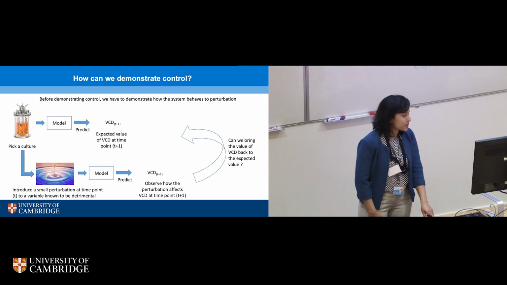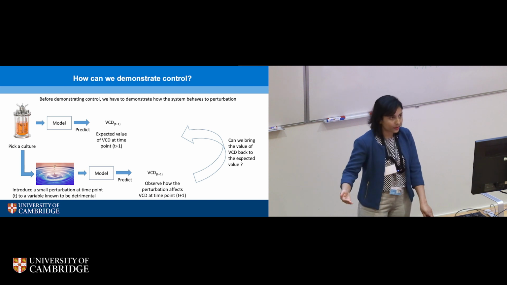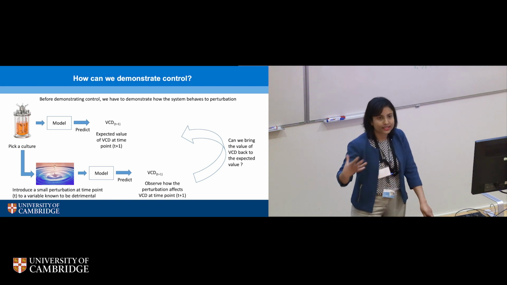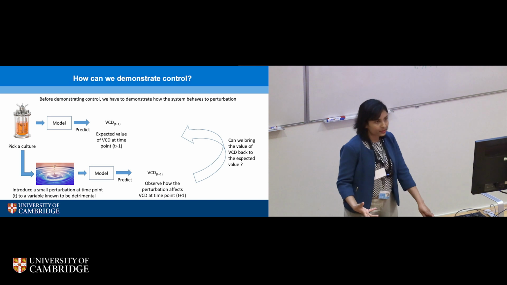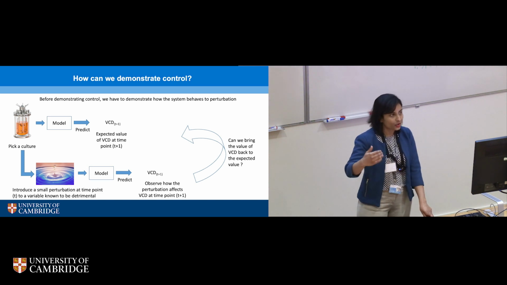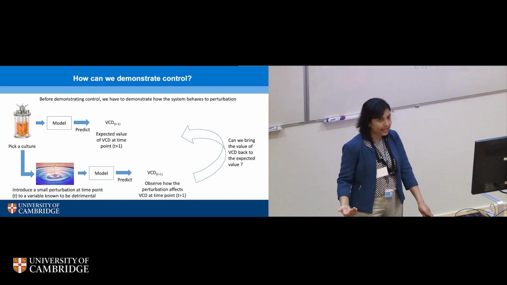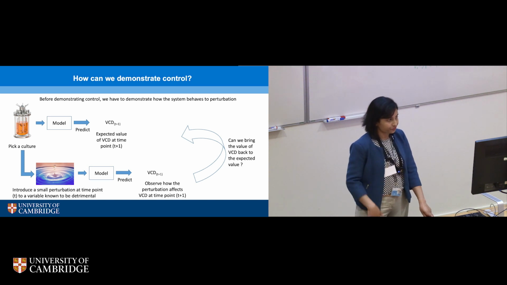So basically what I did was I picked a culture, used the models to predict the value of the response variable at the next time point. So that was considered as the expected value. And then I introduced a small perturbation at time point t, which is known to be detrimental. And then I used the same models to predict the viable cell density value at the next time point. So this is the observed value, and this is after perturbation. So obviously, it's going to be lesser than the expected value. So the aim is to see, can we actually bring this value back to the expected value?